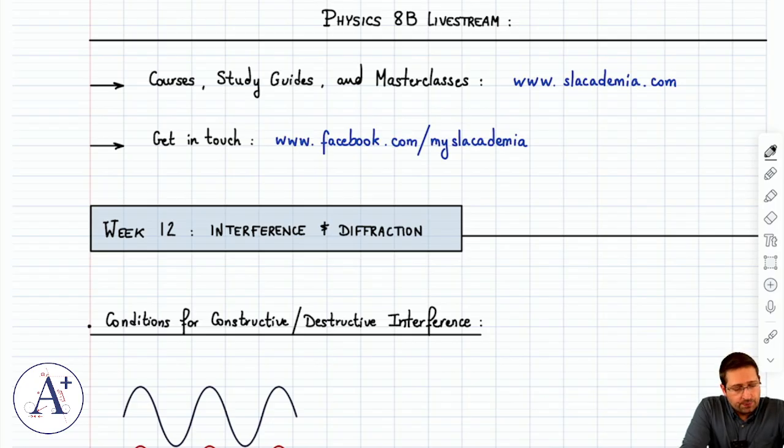Welcome back, everyone. Today is our second to last live stream for Physics 8B. We're going to talk about interference and diffraction. Next week, we're going to talk about quantum physics. And after that, it's going to be dead week and the final, so it's going to come real quick, and then we'll be done for the semester. So there is light at the end of the tunnel.